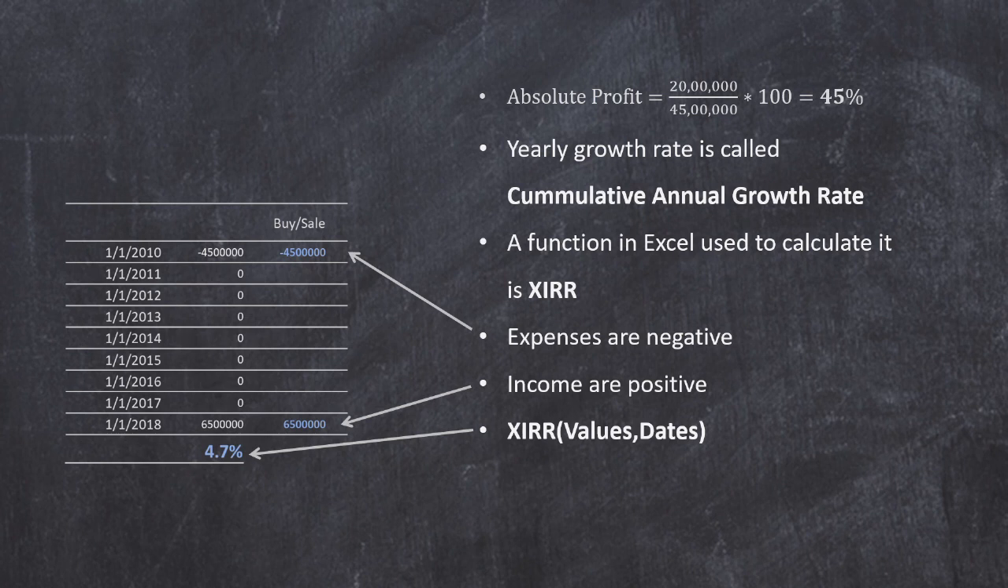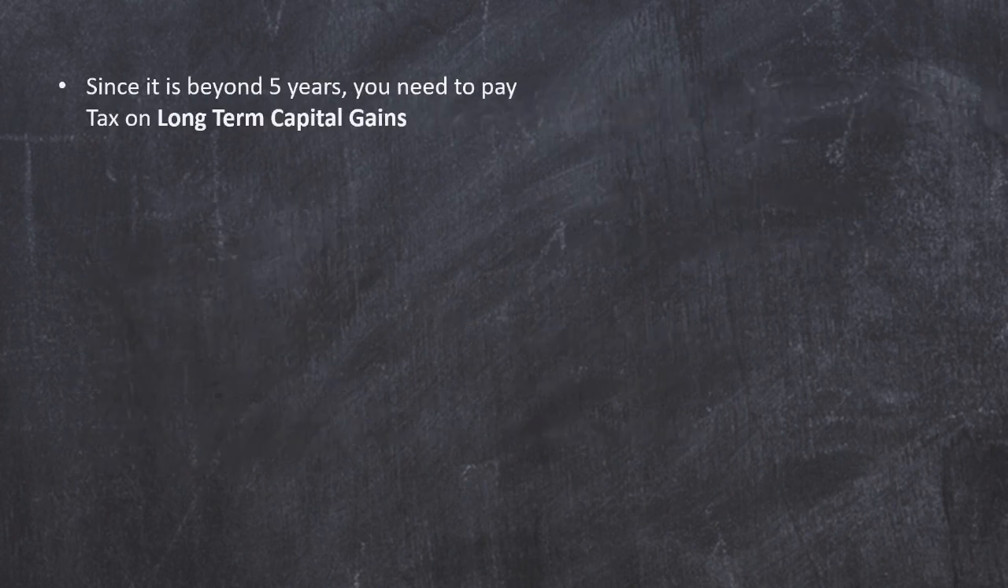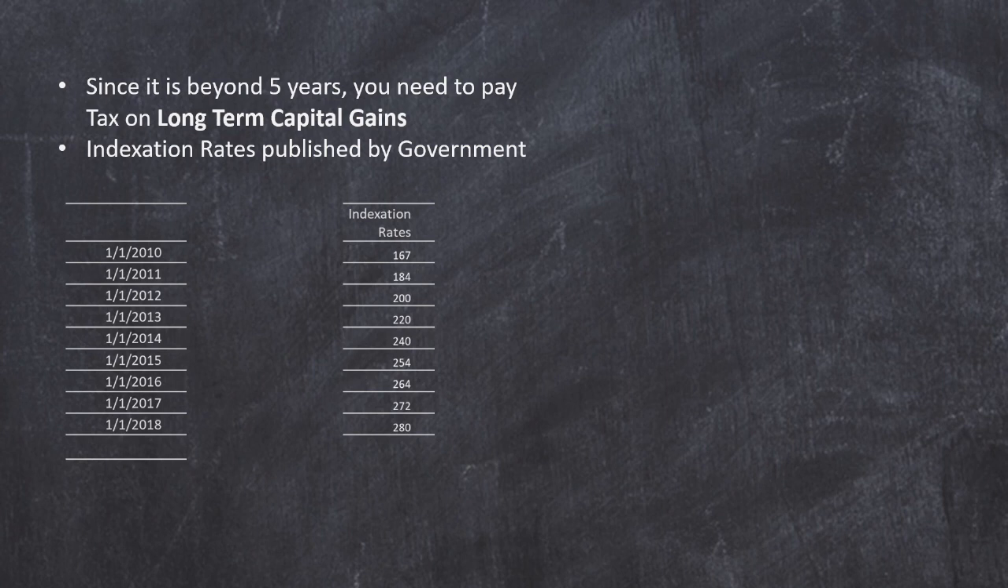Now, since the sale of property happened more than 5 years after the purchase, you need to pay tax on long-term capital gains. Had it happened within 5 years, you would need to pay tax on short-term capital gains, which is nothing but the profit you made added to your income, and you pay according to your tax slabs. Long-term capital gains are calculated based on the indexation rates published by the government. They are nothing but the indication of the inflation in the country. These are the actual indexation rates published by the government.